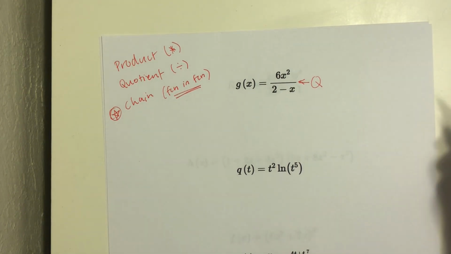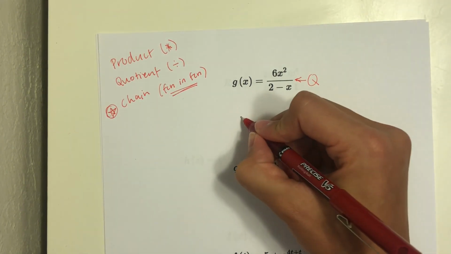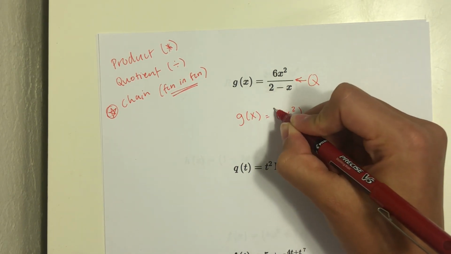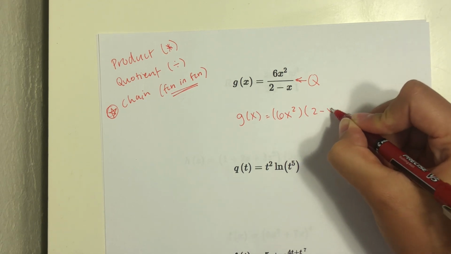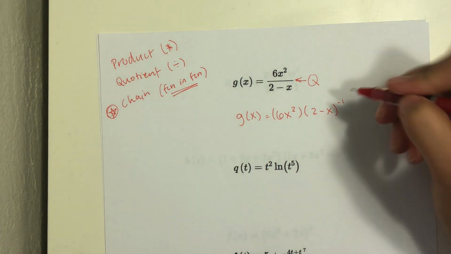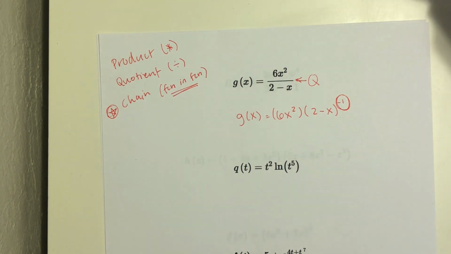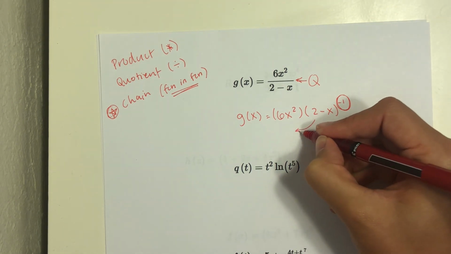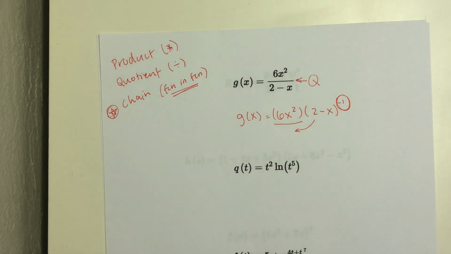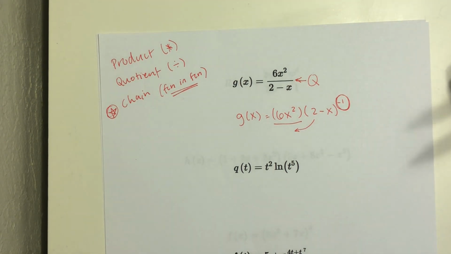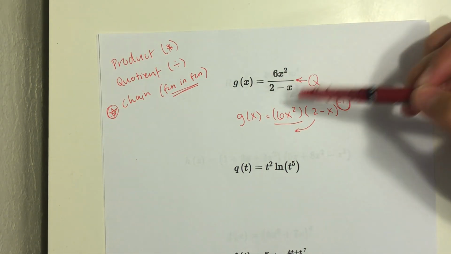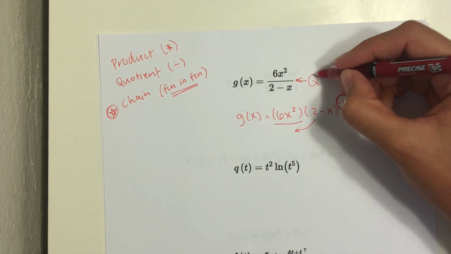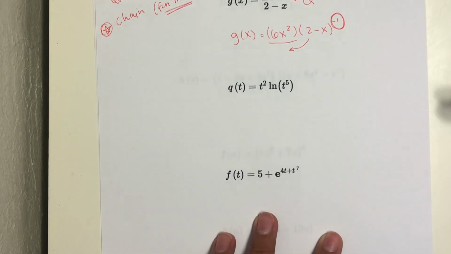This could also, really quickly, be written as g of x is 6x squared times 2 minus x to the negative 1. Anytime you see negative 1 here, it means that it's on the bottom of the fraction, so you move it down and put it over there. So anytime it's a fraction or you see a negative exponent, that means it's divided, which usually means you want to use quotient rule. Moving on to the next one.